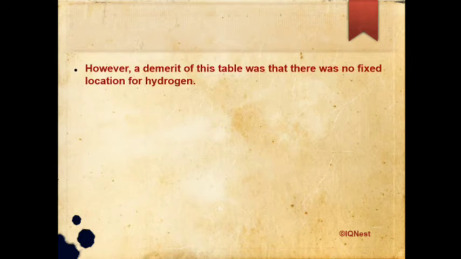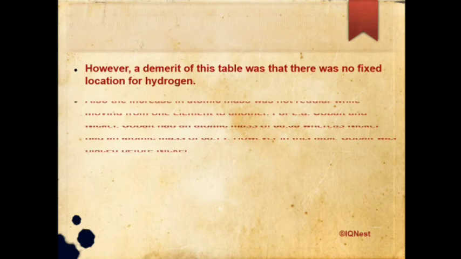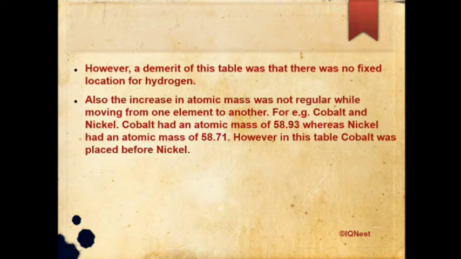Next point is, however, a demerit of this table was that there was no fixed location for hydrogen. So what was the demerit of Mendeleev's periodic table? There was no fixed location for hydrogen. Also, the increasing atomic mass was not regular while moving from one element to another.